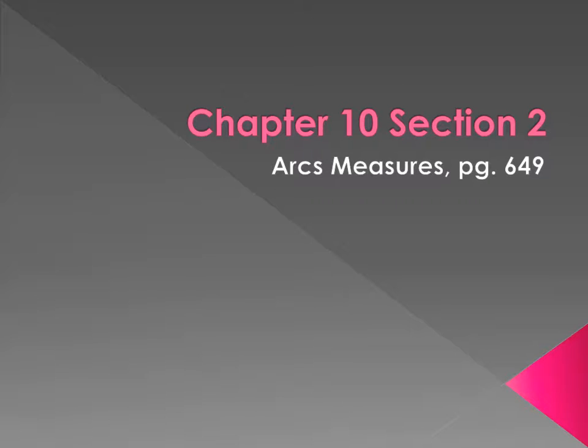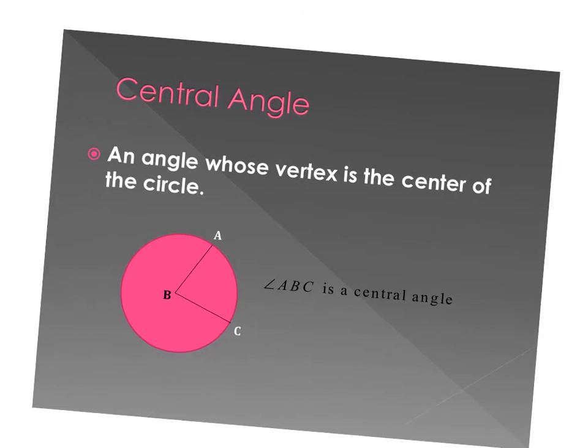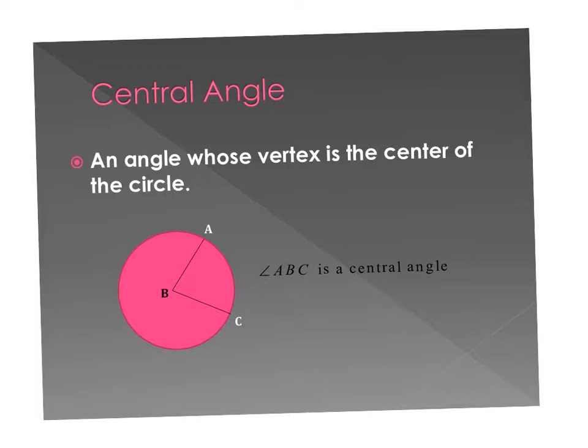Okay, so today we're going to continue with chapter 10. We're going to cover section 2, and we're going to learn about arc measures. So the first thing we're going to talk about is a central angle. And a central angle is an angle whose vertex is the center of the circle.